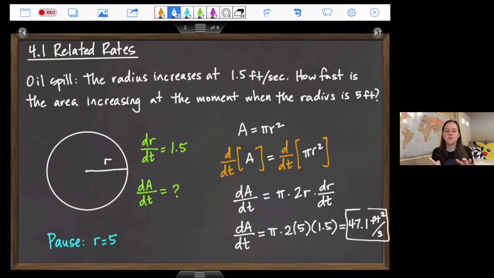Just like with implicit differentiation, these problems are hard to get your brain wrapped around at first, which is why we're going to do lots of examples.